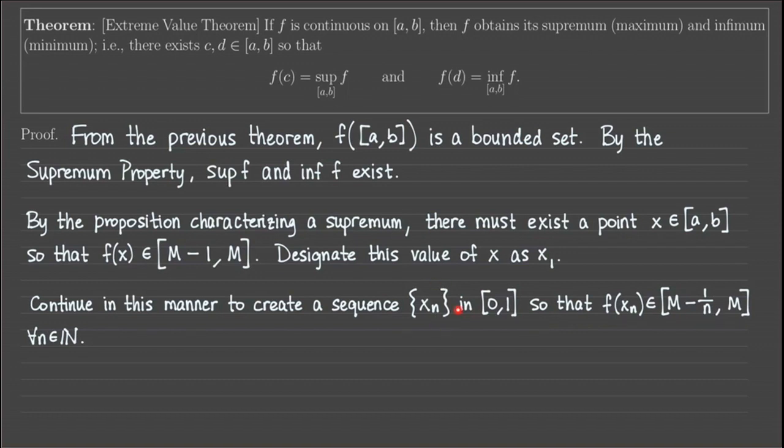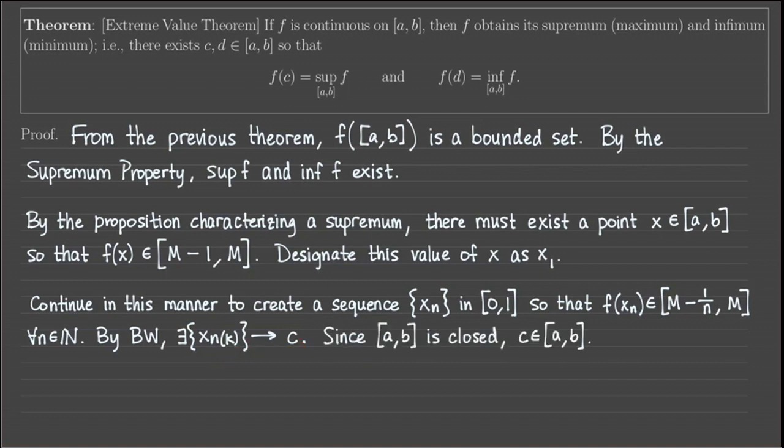The second remark I want to make is that the sequence lives in the closed bounded interval from 0 to 1, so Bolzano-Weierstrass guarantees that we have a convergent subsequence in the domain. So by Bolzano-Weierstrass, this sequence has a convergent subsequence. This is happening in the domain, and let's call the limit of this sequence C. Since our domain is a closed set, C has to live inside of the set.